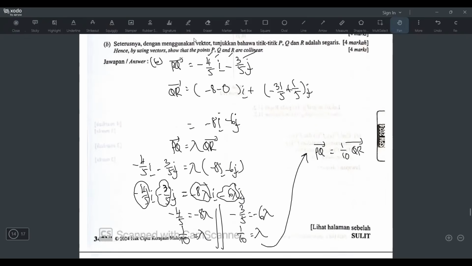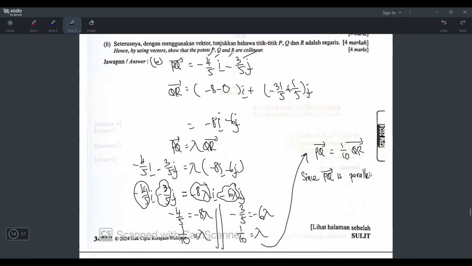So how do we write it? So we write: since vector PQ and QR are parallel, because I already proved it by finding the lambda on both sides and both the lambda values are the same. So we can say since PQ is parallel to QR, and the proof for them being parallel is this.